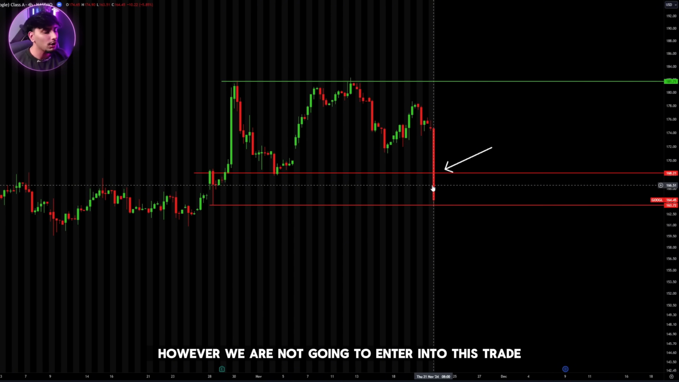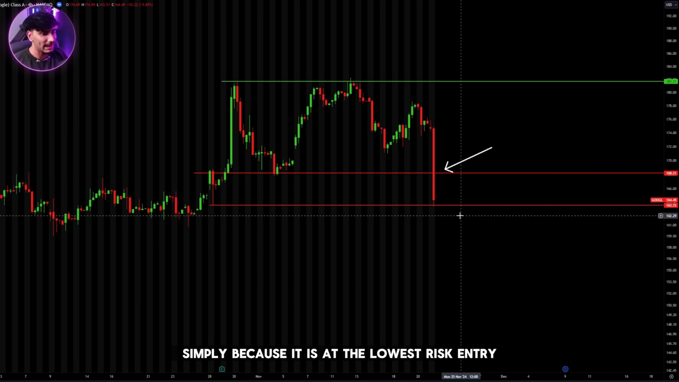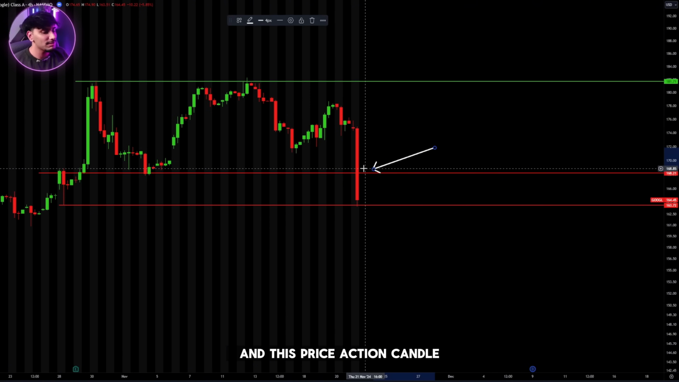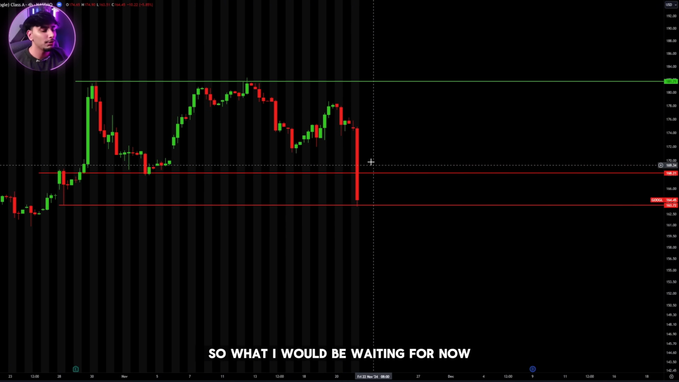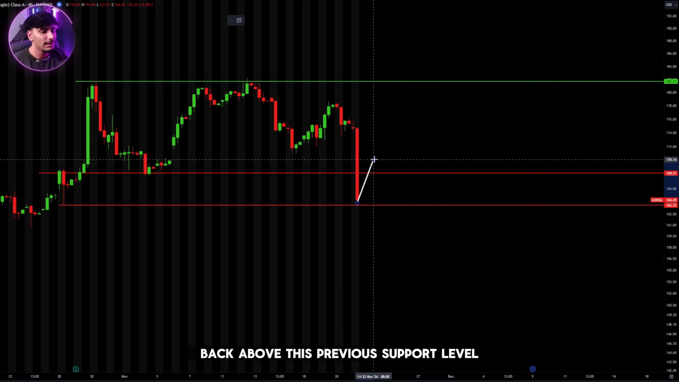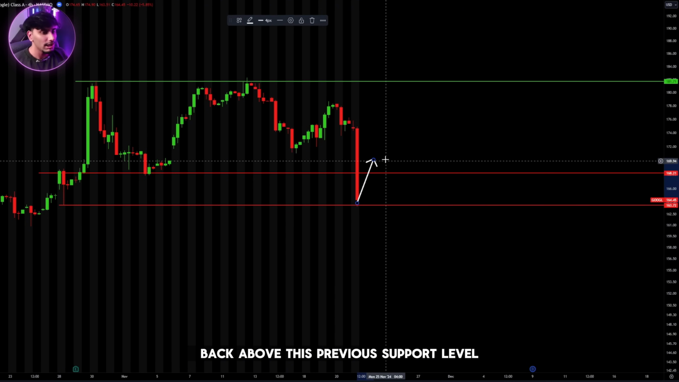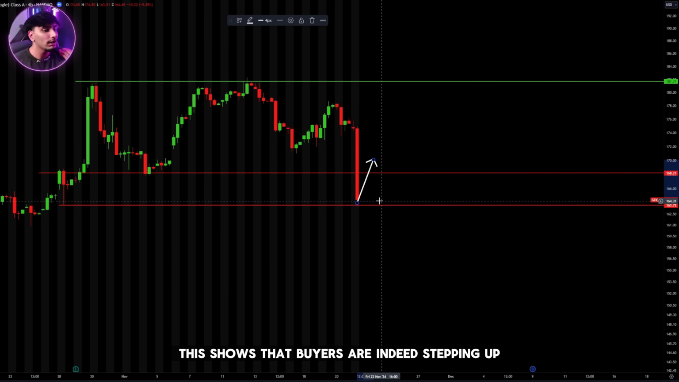However, we are not going to enter into this trade simply because it is at the lowest risk entry. We need to confirm that buyers are indeed stepping up, and this price action candle simply is not giving me enough information. So what I would be waiting for now is a break back above this previous support level. If we can get a break above this support level, this shows that buyers are indeed stepping up.